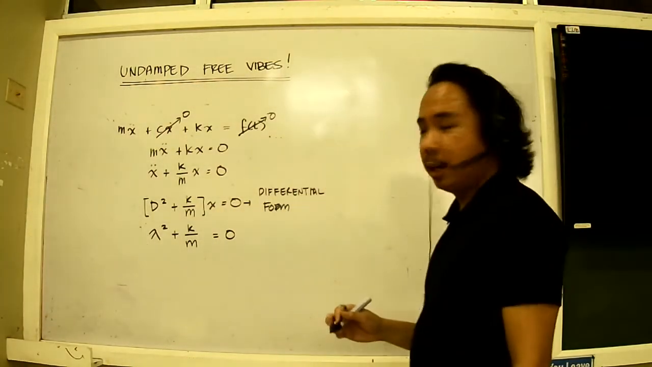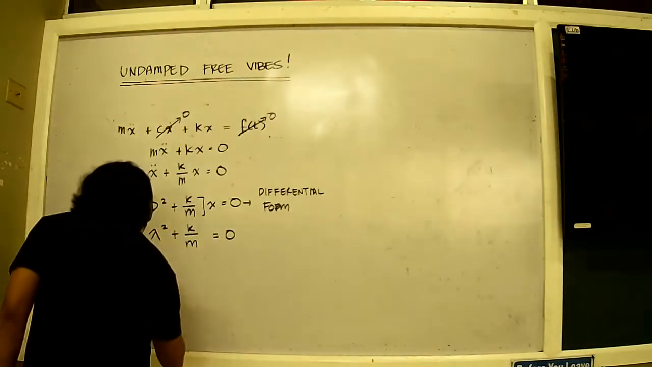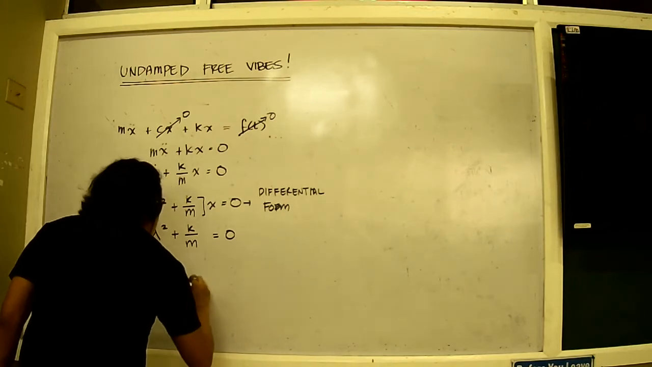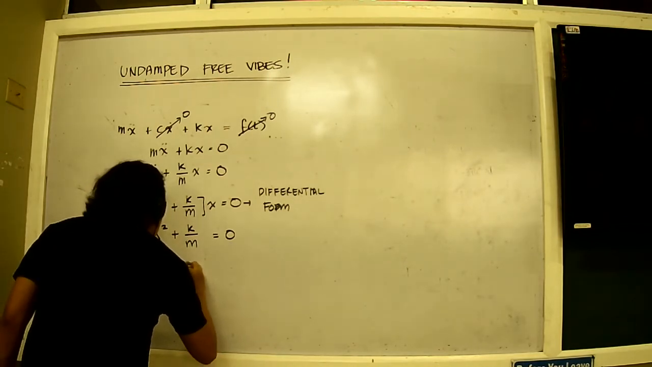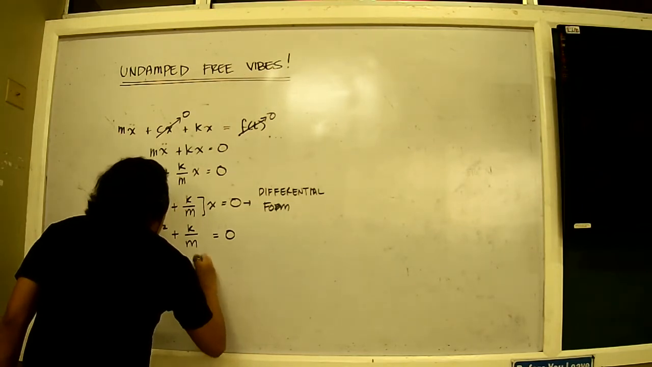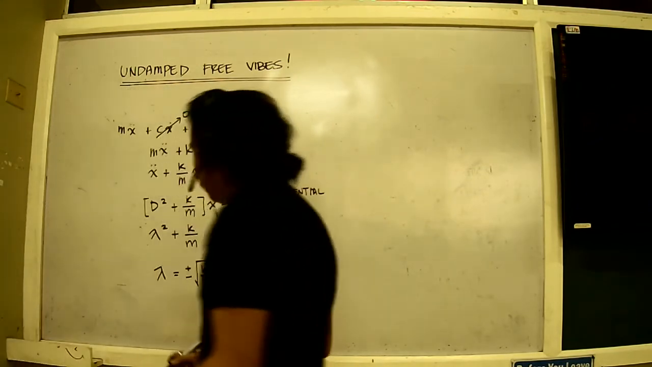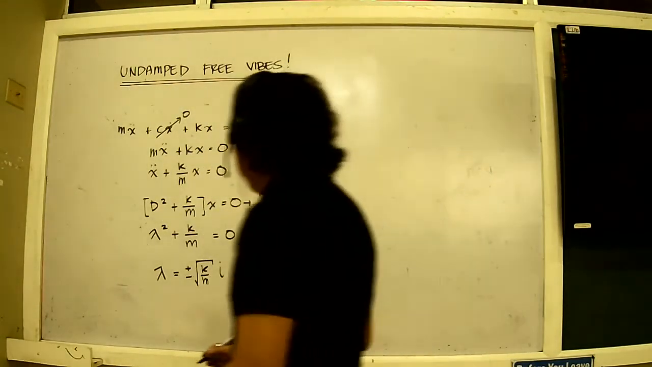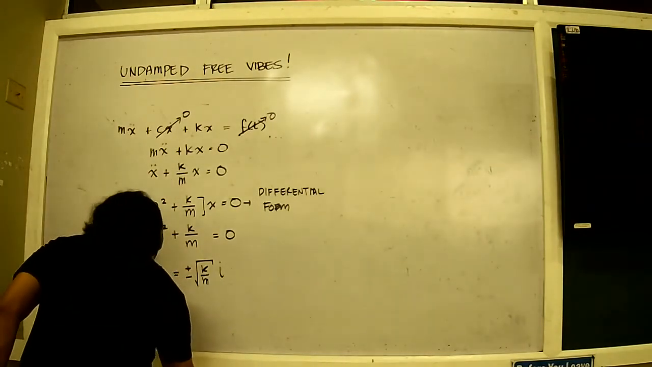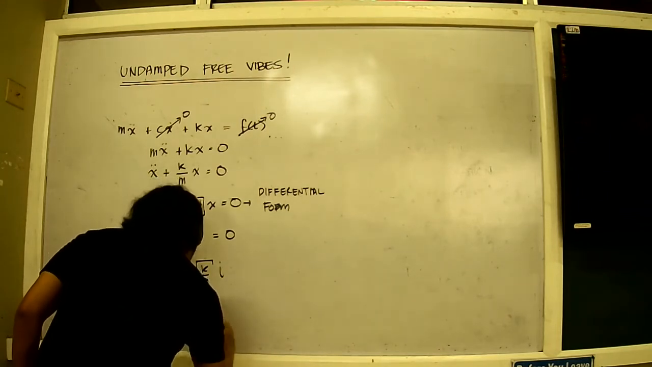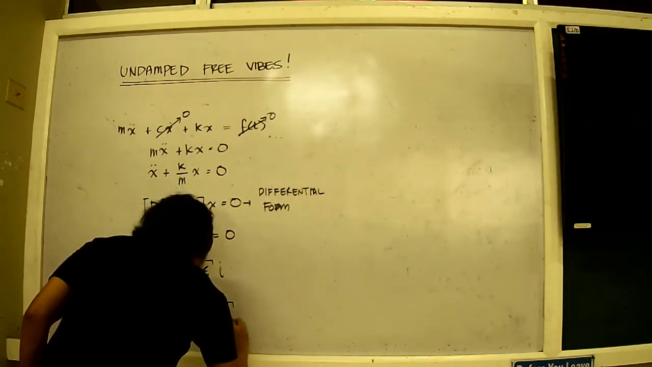Solving for lambda, we will have a positive and negative result, but it is imaginary. It carries the imaginary number here, so the real part is actually equal to 0. It's equal to positive, negative square root of k over m, times i. Further expanding this, lambda is equal to 0 plus or minus the square root of k over m times i.